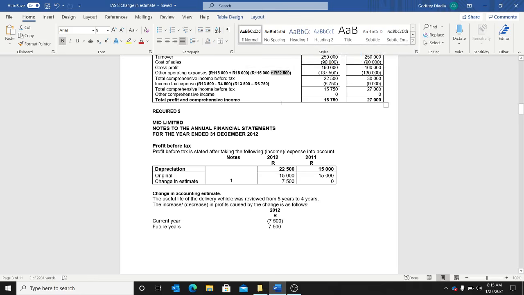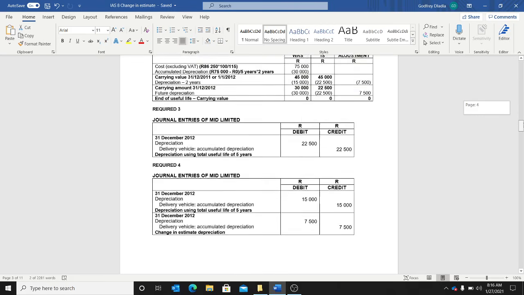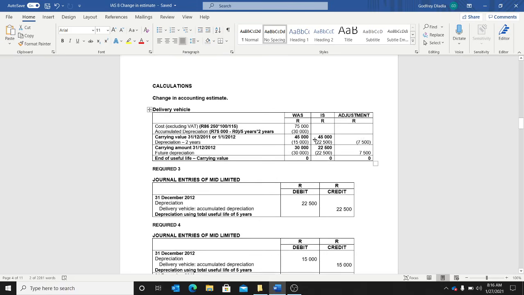So meaning it has increased more by 7.5, which has resulted in our profits decreasing more this year by 7.5. But in future, we are going to have an increase in profits because if you look at it here, in the current year, we are going to put 22. But if we didn't have this change, we were going to be at 15. So we are worse off in the current year by 7.5. Our profits will decrease by 7.5.